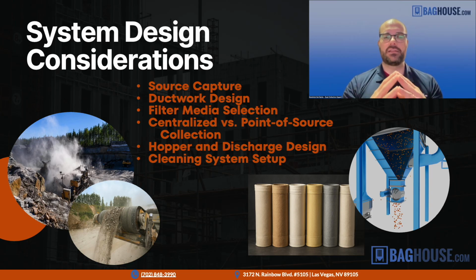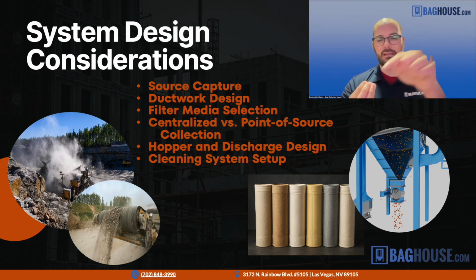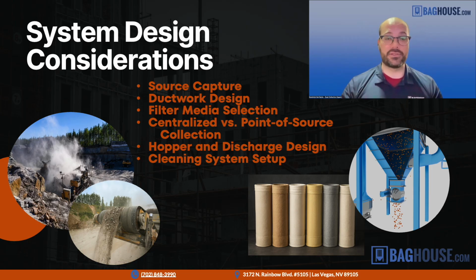Another thing that comes up often is centralized versus point of source collection. So centralized is where you have a single dust collector that's connected via ductwork to many different dust sources. This is the standard type of system. Point of source collection is where you have the dust collector built into the thing making the dust. Now, in older plants, this was done a little bit more often, I would say, than in more modern plants. So you might see older dust collectors built into, say, a really big screw conveyor or on certain belt conveyors.